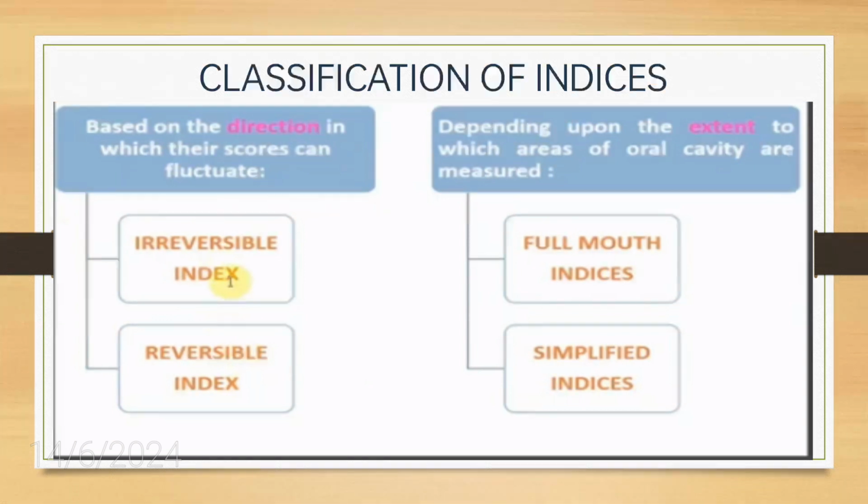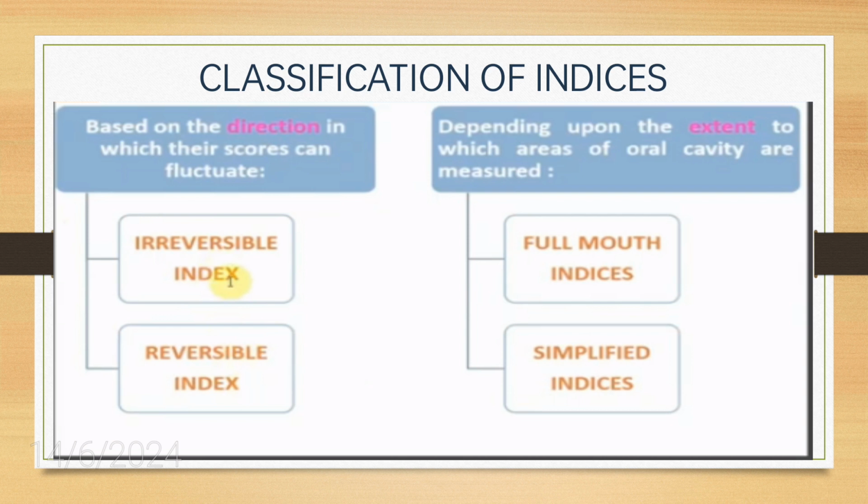The next classification depends upon the extent to which the areas of the oral cavity are measured. It is classified as full mouth indices and simplified indices. Full mouth indices evaluate the entire mouth. Example for full mouth indices is full mouth plaque score. So it examines each and every tooth in the oral cavity and the scores are given.